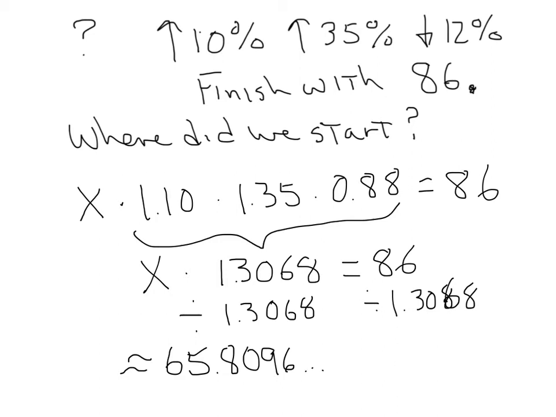So what that means is if we started at 65.8096, et cetera, we went up 10%, up another 35%, and then down 12%, we would be essentially going up 30.68% from that original number and landing on 86. So we need to go down by dividing by 1.3068. Be careful not to go down 30.68% from 86, because 30.68% of 86 is a bigger drop than if we went up 30.68% from 65.8, because it's a percentage of a larger number.